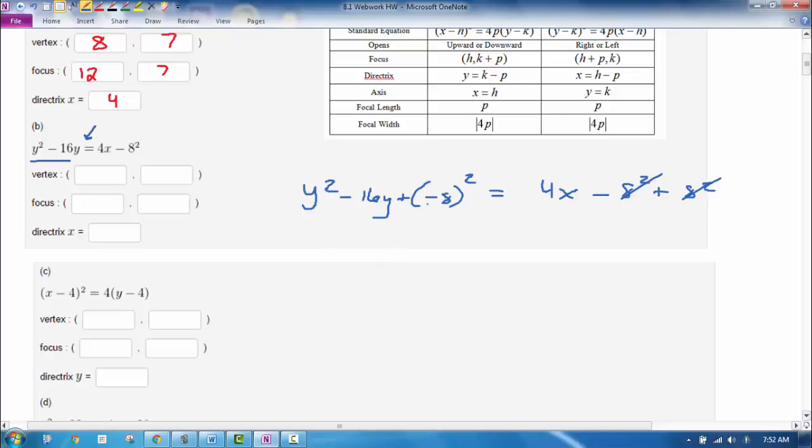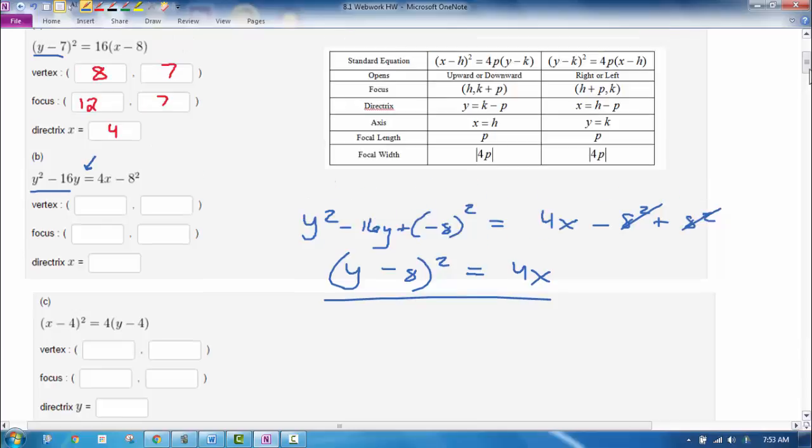But I usually don't write it as 64 right here. The reason why is because this will now be a perfect square trinomial, so I'll take this and put it right here. So y minus 8, quantity squared, equals 4x. So now it's in standard form.